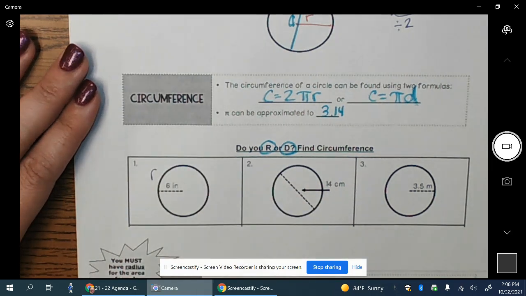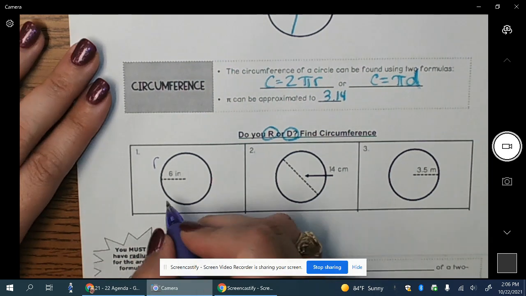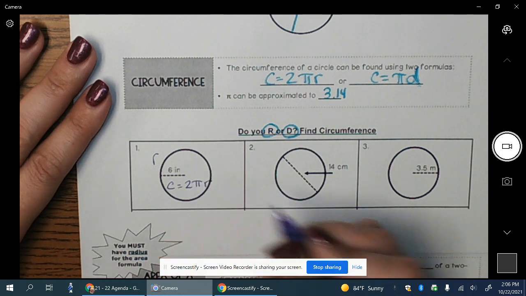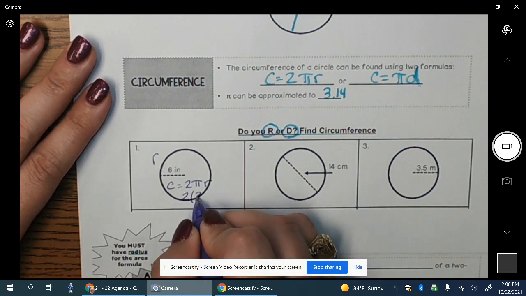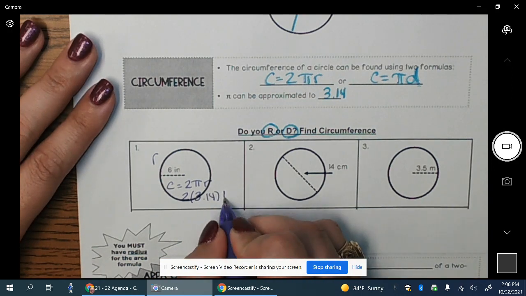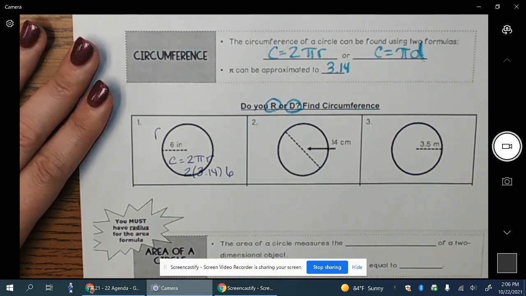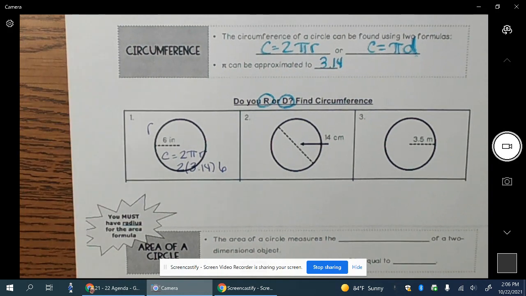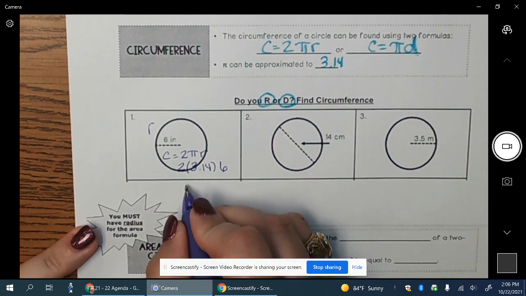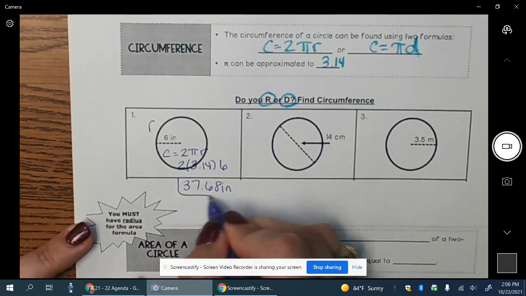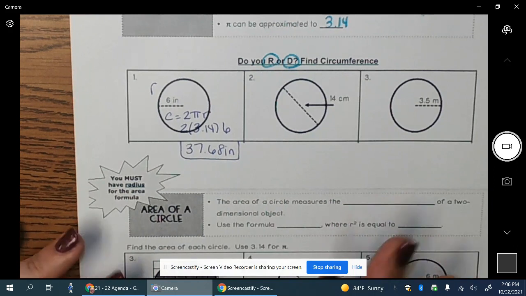Okay, so first thing, do we have radius or diameter on this first question? Radius. So which formula should I use? C equals 2 pi r. 2 times 3.14 times what? Radius, or 6. So 2 times 3.14 times 6. 37.68. What is it? 37.68 inches. Okay? Everybody okay with that?